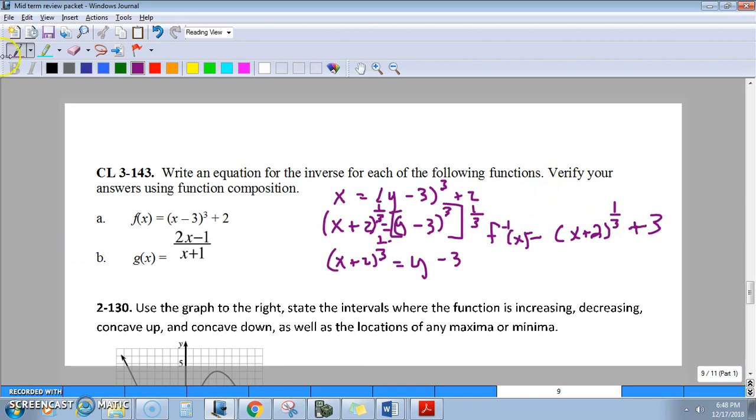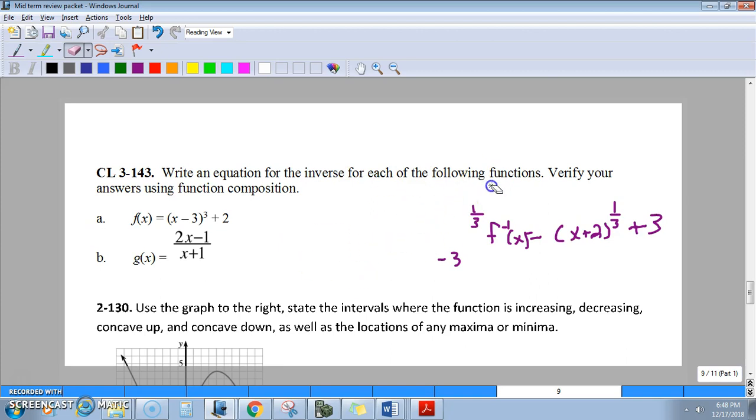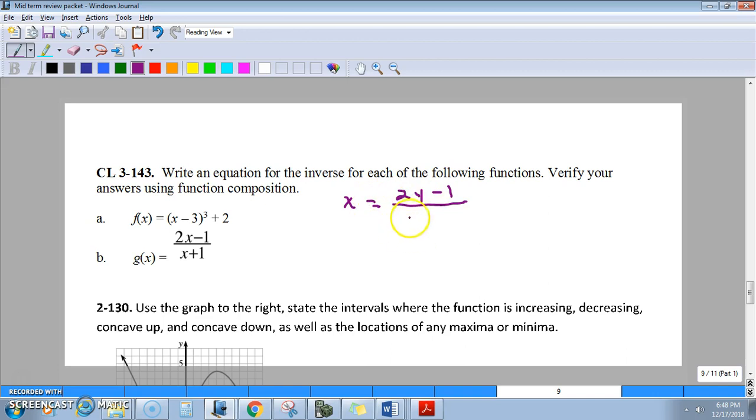Okay? And for the second one, when you have a rational function, things get a little funky as always. But we switch, so we have x equals 2y minus 1 over y minus 2. It's hard to separate out the y when you have a y in the numerator and a y in the denominator, but I'm going to cross multiply. So on this side, I'm going to have x times y minus 2 equals 2y minus 1. I'm going to distribute my x: xy minus 2x equals 2y minus 1.